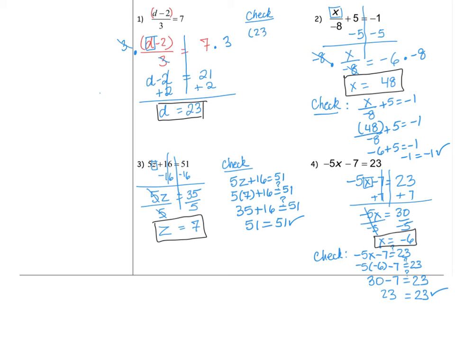So I'm checking to see if 23 minus 2 divided by 3 equals 7. Does that actually equal 7? That's what I am questioning. 23 minus 2 leaves me with 21. 21 divided by 3, does that equal 7? And yes, I can see that 21 divided by 3 is 7. 7 does equal 7. Check, I'm good.